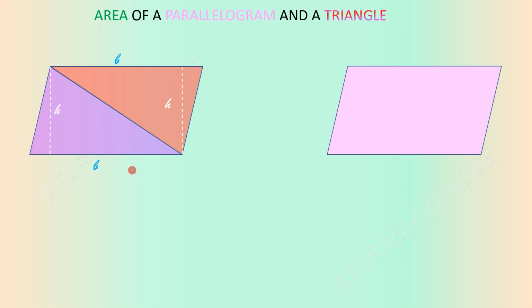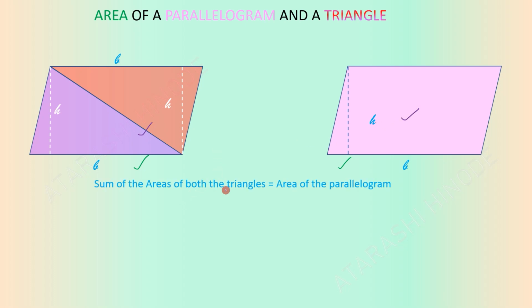And the base and height of these triangles are the same as the base and height of the parallelogram respectively. Also, when we compare the area of each triangle to the area of this parallelogram, we can see the sum of the areas of both the triangles will be equal to the area of this parallelogram. So what will be the area of one triangle? That is, the area of each triangle will be equal to half of the area of the parallelogram.